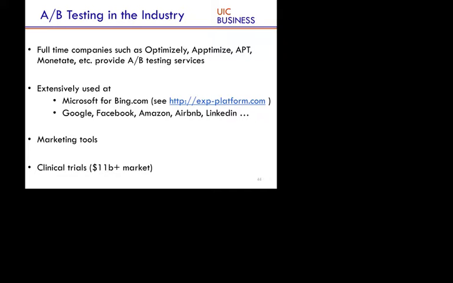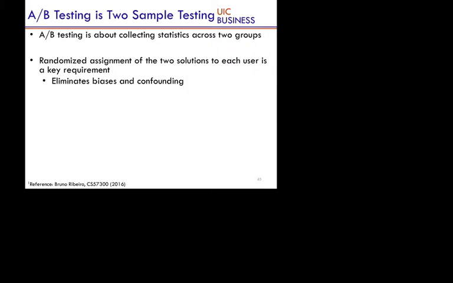It's also, as I said, very important in clinical trials. Randomized controlled trials are actually A/B tests, and they're also used in marketing. Okay. I'm not going to spend too much time on A/B testing except for a few facts. A/B testing is about collecting statistics across two groups, and this randomized assignment of the two solutions or two versions is a key requirement because it eliminates bias and confounding.